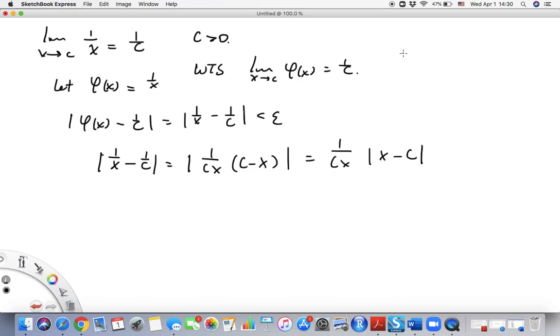So if we want this to be less than epsilon, if the absolute value of x minus c is less than epsilon times cx, then we are fine. But again, the same problem arises. If we take this to be our delta, then delta would depend on x, and that's bad. So we want to get rid of this x. We want to find a lower bound of this, so we restrict our attention to a certain interval.